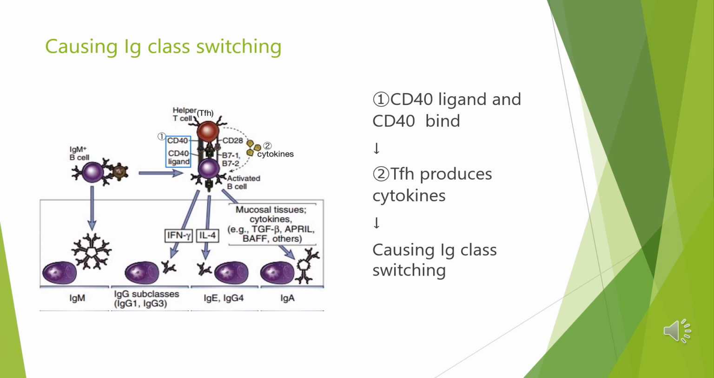Before Ig class switching occurs, B cells produce only IgM or IgD antibodies. However, when TFH cells produce IFN gamma, B cells produce IgG1 antibodies. In addition, when TFH cells produce IL-4, B cells produce IgE antibodies. In this way, TFH cells cause Ig class switching.